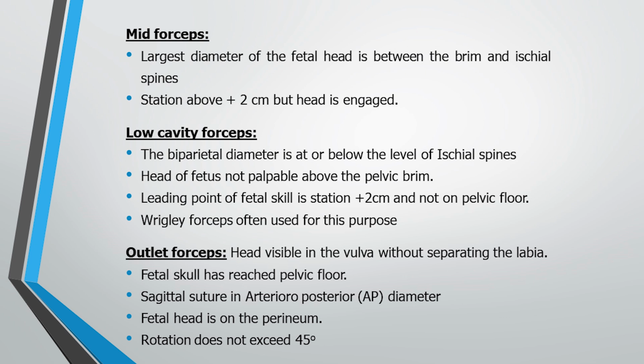And lastly, the outlet forceps. The head is visible in the vulva without having to separate the labia. You can see the head fully. The fetal skull has reached the pelvic floor. The sagittal suture is in the AP diameter, and the fetal head is on the perineum. Rotation does not exceed 45 degrees. Because you are seeing the head, it's very easy to apply Wrigley's forceps or any form of forceps to effect delivery of the fetus.